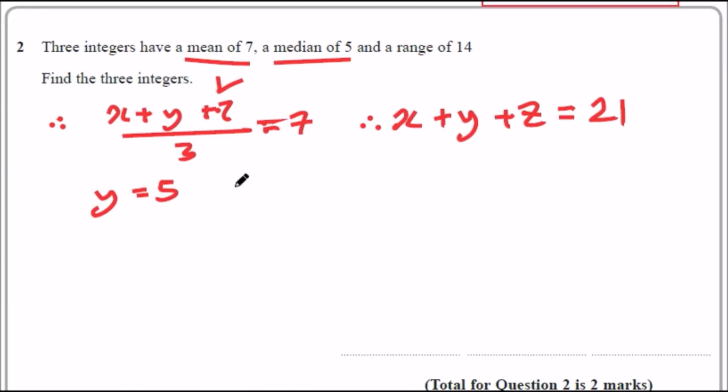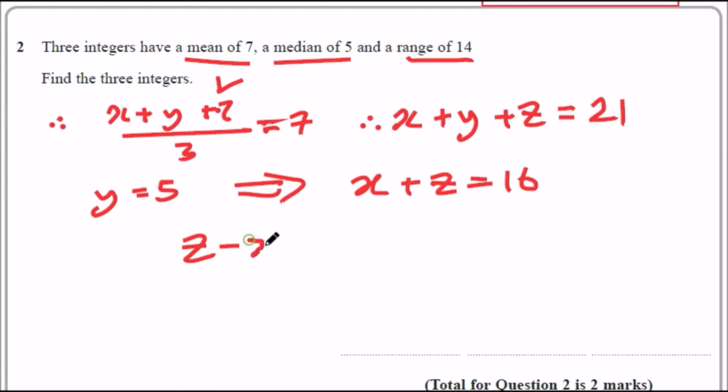So therefore, if y equals 5, what happens to our new equation? That means x plus z. So if we subtracted 5 from this equation, x plus z must be 16. Makes sense? And the final statement, a range of 14. This means that the difference, z take away x, must be 14.